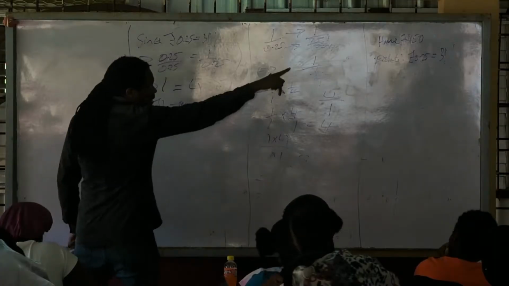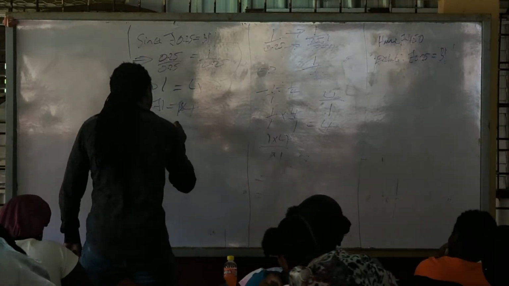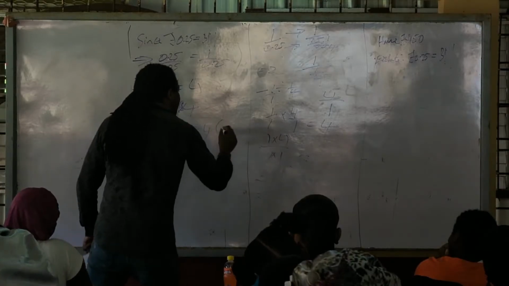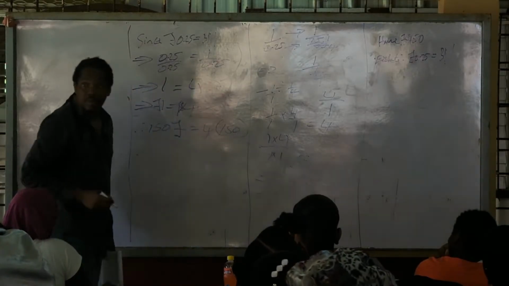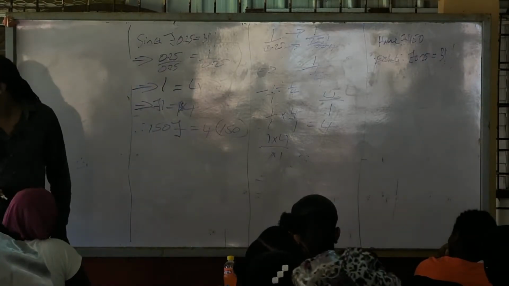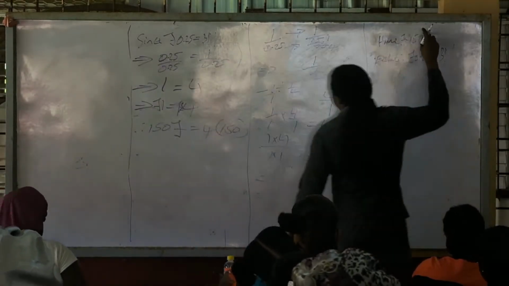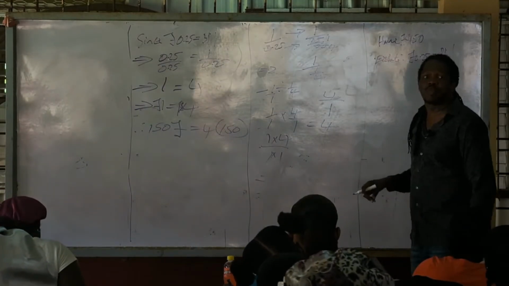Therefore, how much do we have? 150 pounds is going to be equal to 4 times 150, not true? Why so? Because they tell us I have 150. How can I get 150 from 1? Multiply 1 by 150.